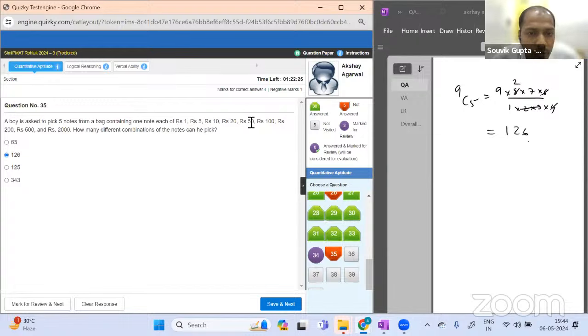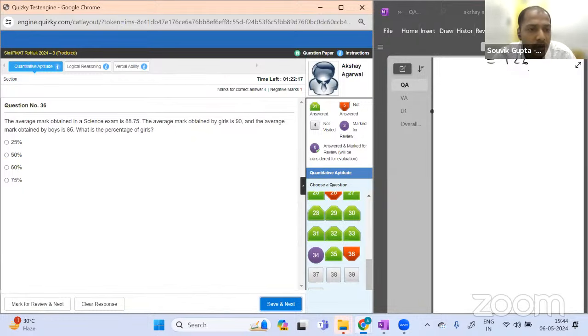The average marks obtained in a science exam is 88.75. The average marks obtained by girls is 90, and the average by boys is 1.75 to 3.75. The distance ratio is 1:3. Therefore, the quantity ratio is 3:1. So 75% are girls.